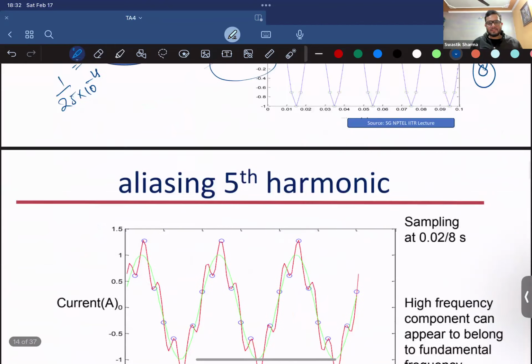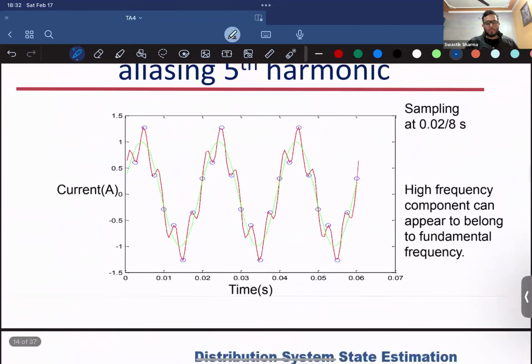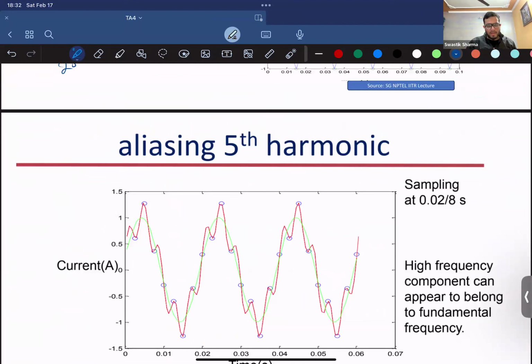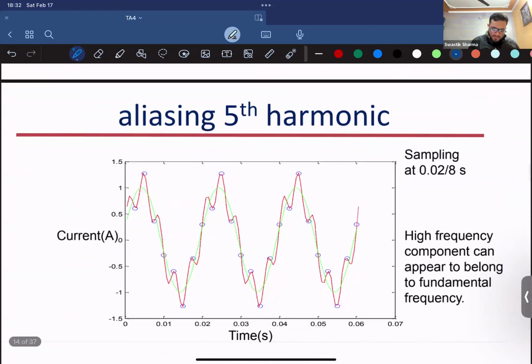And what is aliasing? Aliasing is when there is a high frequency component and it is sampled at a lower rate, it starts looking like a fundamental or lower frequency component. In this case, let's say we have a fifth harmonic. A fifth harmonic is 5 times 50, which is 250 hertz. If we sample it at 2.5 milliseconds, what is happening? It starts looking as if it's a fundamental frequency, this green curve, if you see.